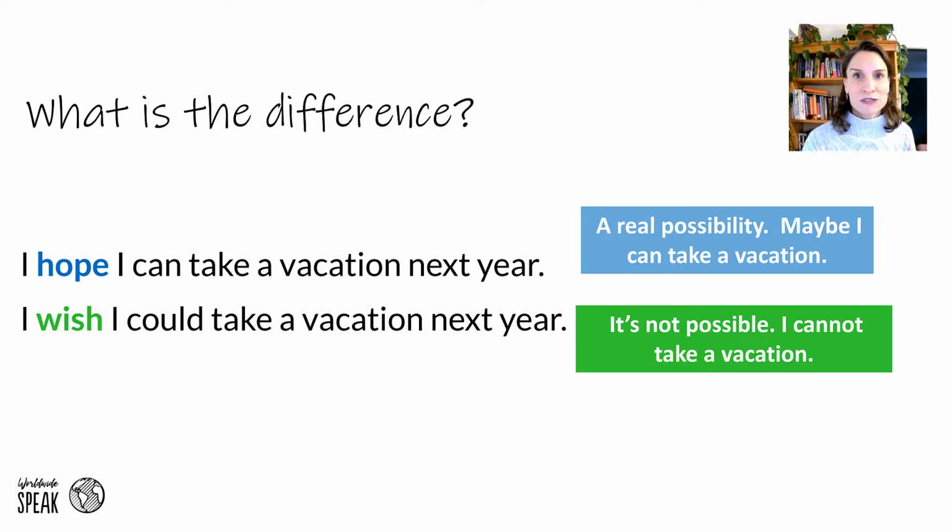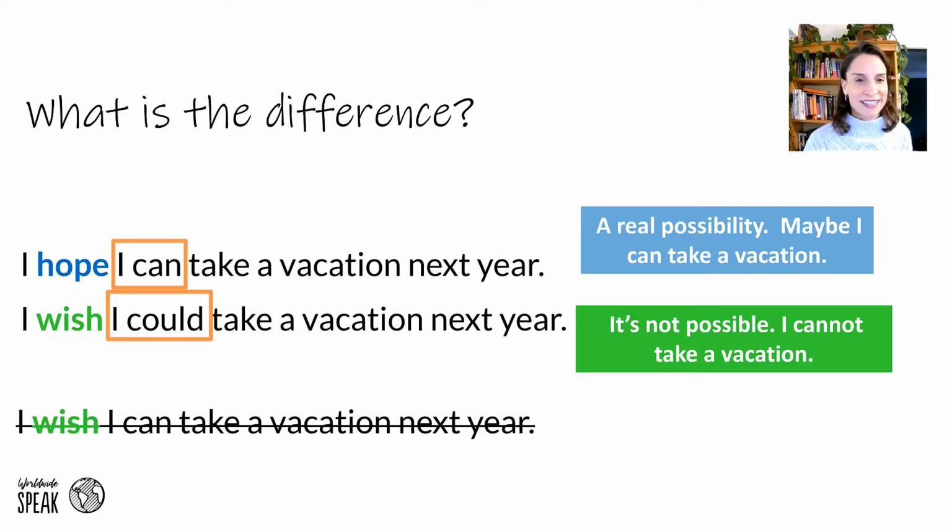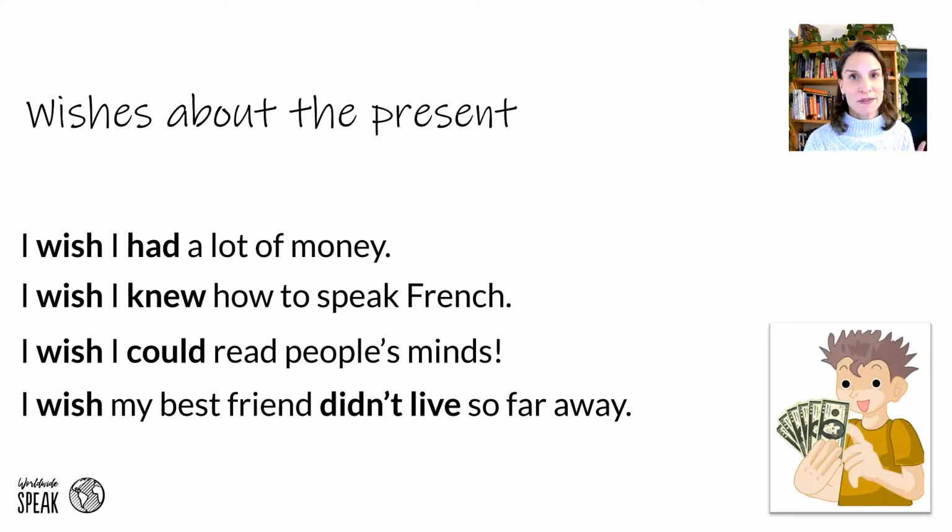Also, let's look at the structures, the words that follow each of these, hope and wish. With the first one, it says, I hope I can. With the second, it says, I wish I could. So we're going to use can after hope and could after wish. I'm not going to say something like this, I wish I can take a vacation. The structures that follow wish can actually be a little bit tricky, so that's what we're going to look at next. Let's talk about wishes about the present.